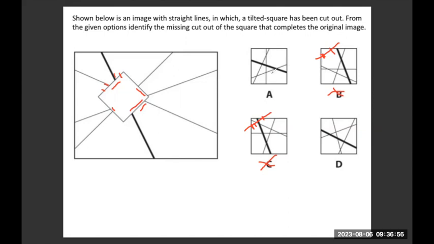Amongst the options A and D, all I need to check is this distance between them. The distance between them in D is very less. मैं वहां से D को negate करूंगी and I will choose option A. Is that clear?